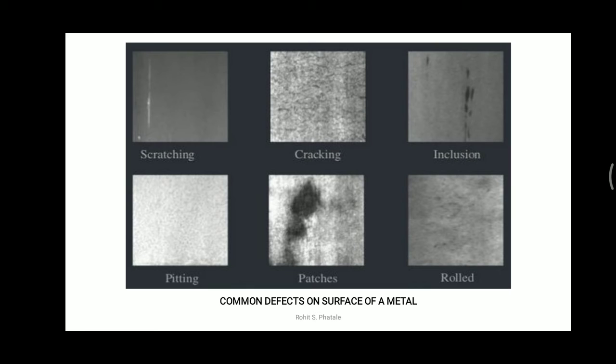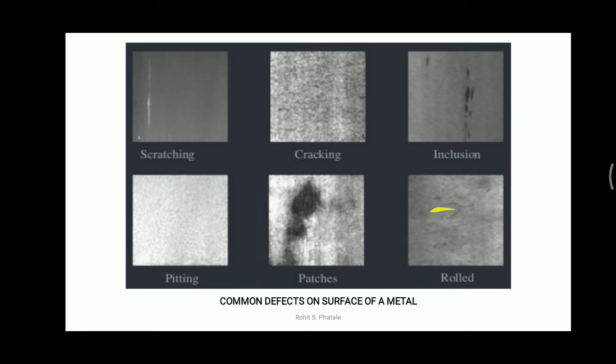These cracks and these scratches can be removed with the help of machining process. Then these are the inclusions. Inclusions means, suppose a metal is there and because of some impurity, another metal or non-metal is getting added into the structure of the metal or the structure of the atoms, then we get such kinds of inclusions on the metal surface.